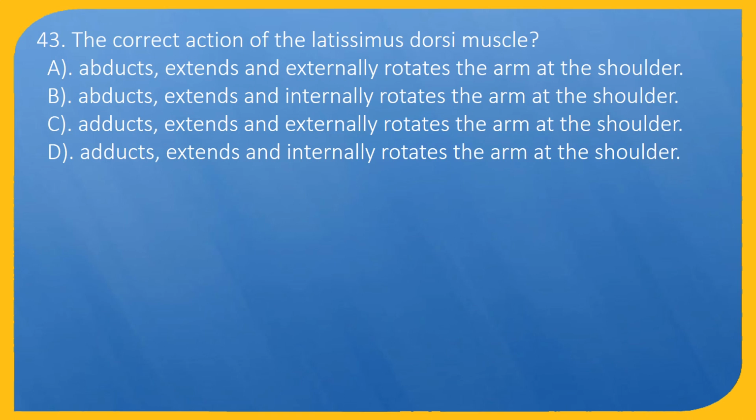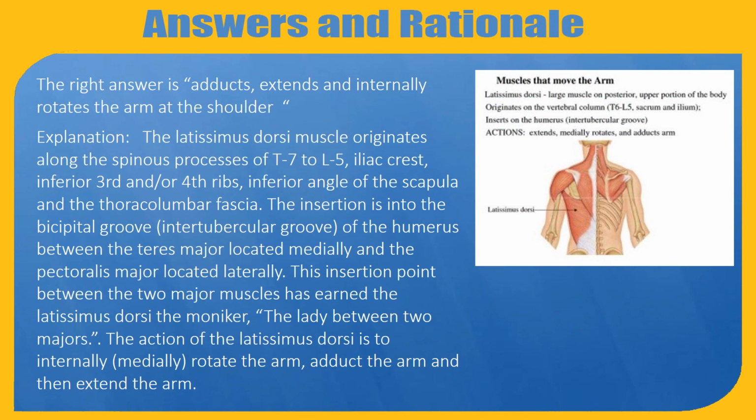Adducts, extends and internally rotates the arm at the shoulder. The right answer is adducts, extends and internally rotates the arm at the shoulder. Explanation: the latissimus dorsi muscle originates along the spinous processes of T7 to L5, iliac crest, inferior third and/or fourth ribs, inferior angle of the scapula and the thoracolumbar fascia.